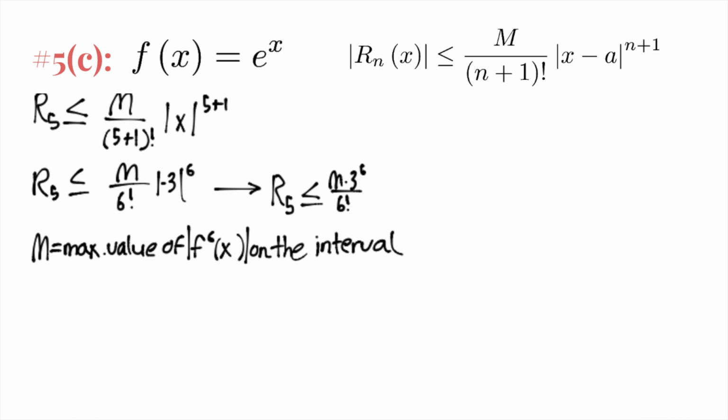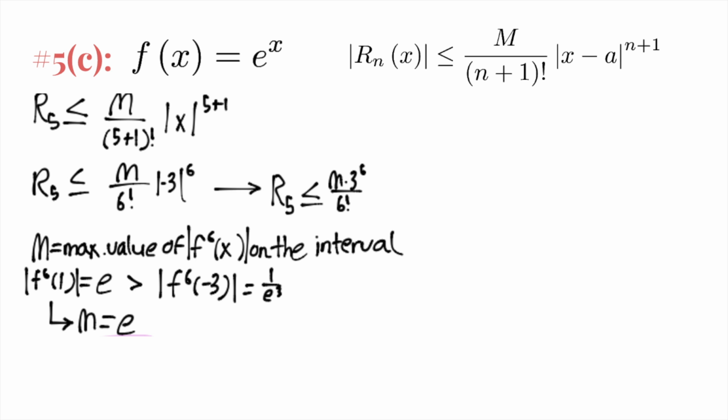We also know that m is the max value of the 6th derivative of f of x on the interval. That's just going to be at 1, because that's going to give us our maximum value, being that e is greater than 1 over e cubed. So our m is going to be e, leaving us with this nice error right here.